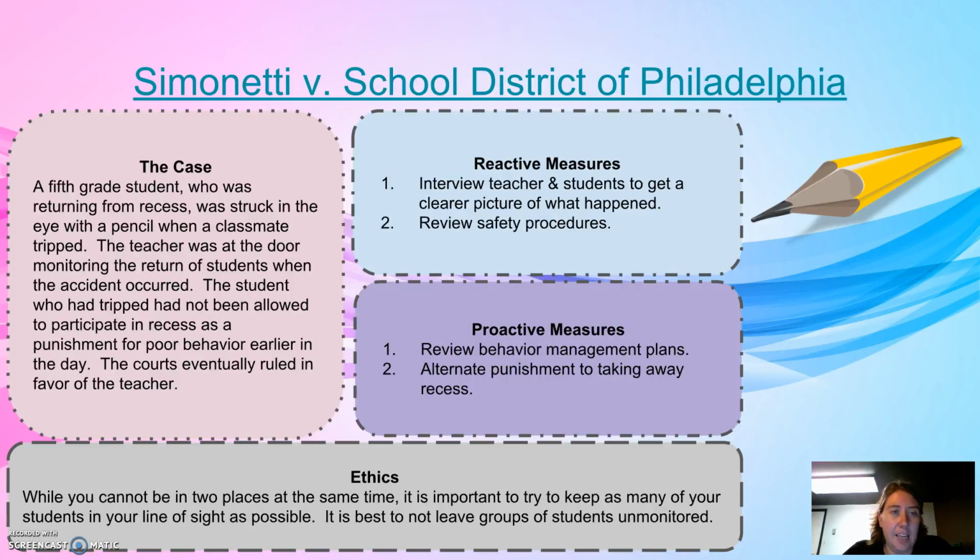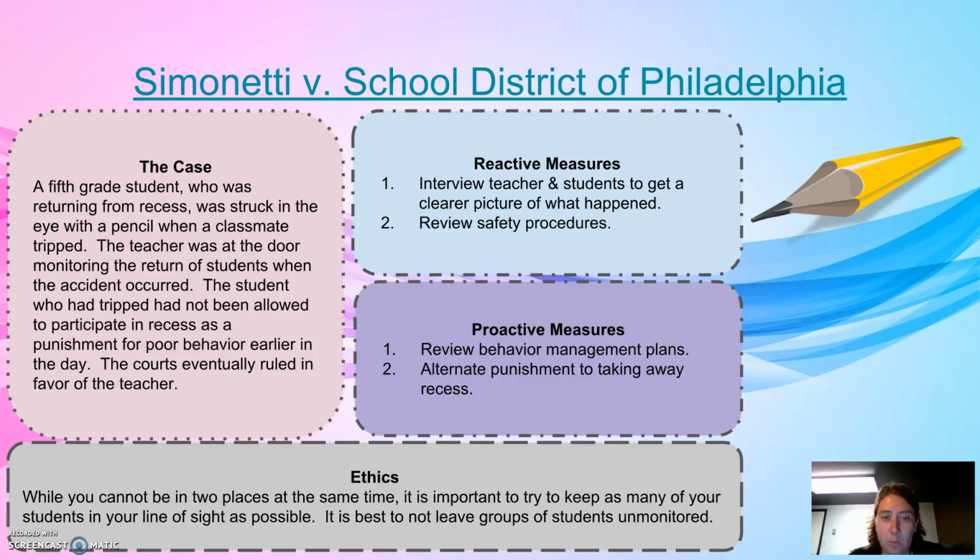Okay, my next case is Simonetti versus the School District of Philadelphia. In this one, a 5th grade student was inadvertently stabbed in the eye when kids were coming in from recess. He was stabbed in the eye when another student tripped. The teacher wasn't in the room. She was out in the doorway monitoring the rest of the kids coming in from recess, and this happened partly because 3 kids had been kept in from recess related to some behavior that had happened earlier in the day. Eventually, the courts did rule in favor of the teacher and said she wasn't liable for any negligence there.